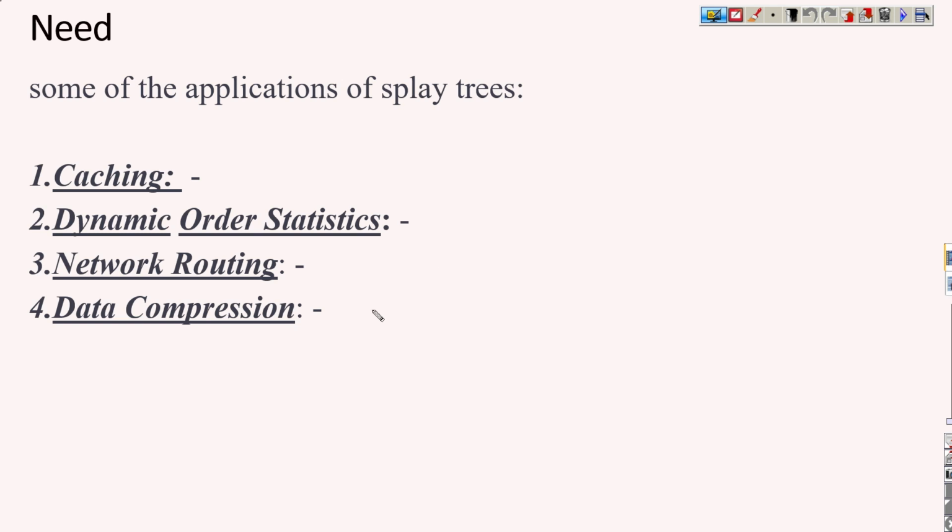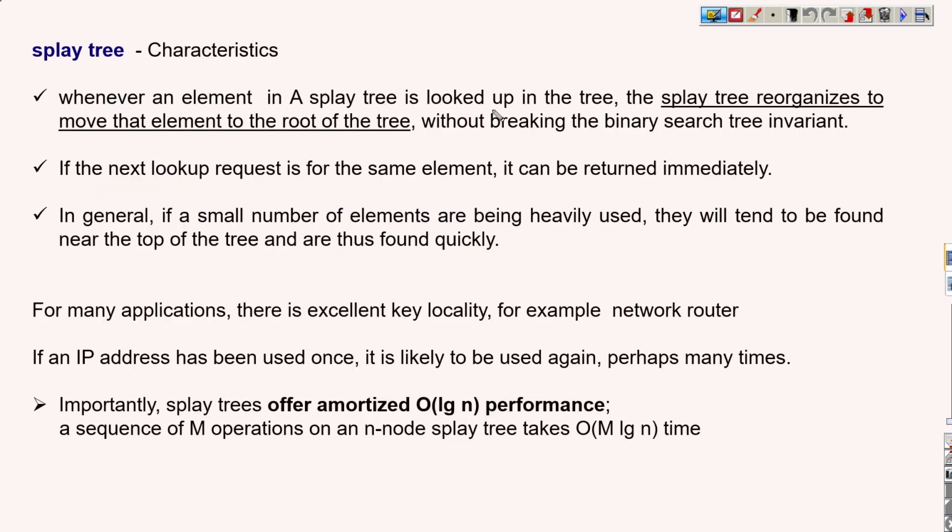The packet can then be transmitted at a faster pace. Data compression is also one of the applications where splay trees can be used, and it is widely used in algorithms like Huffman coding and adaptive Huffman coding. So these are the different areas where splay trees can be used. So let us talk more about it. Now look at the characteristics of splay trees.